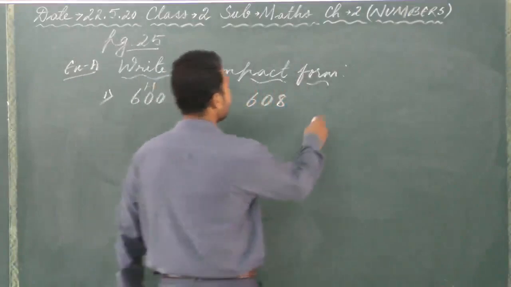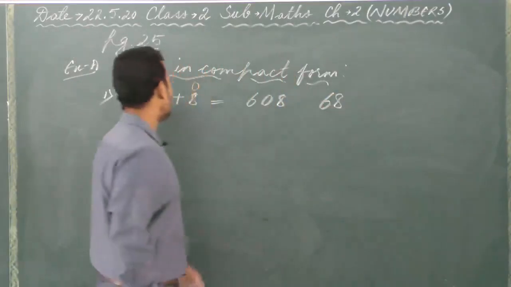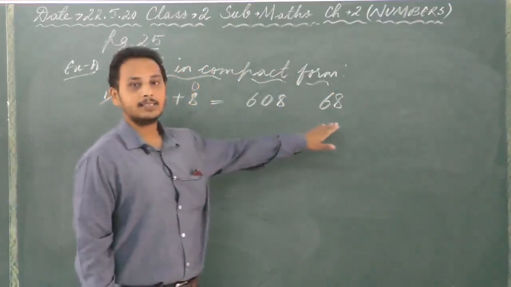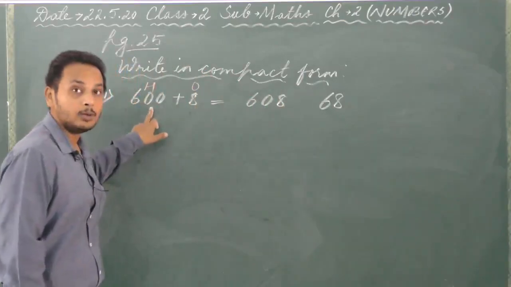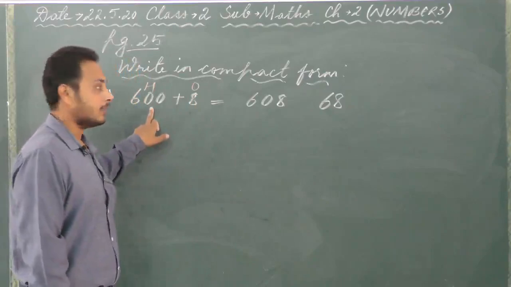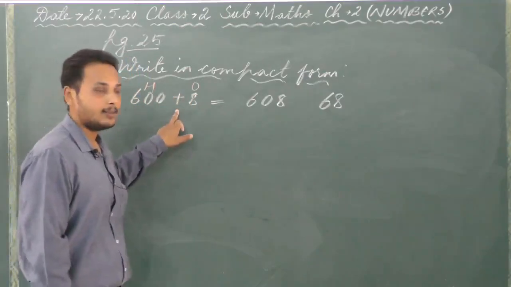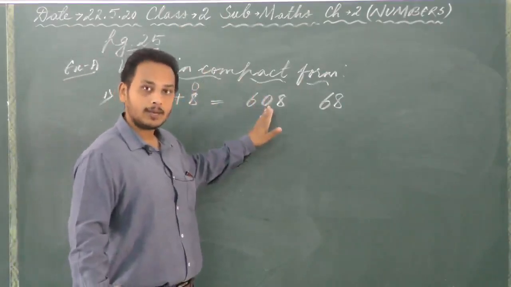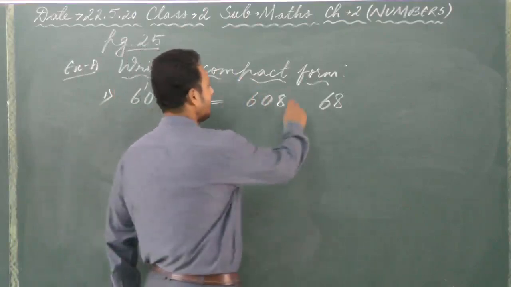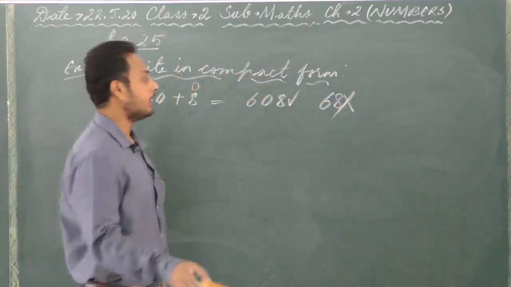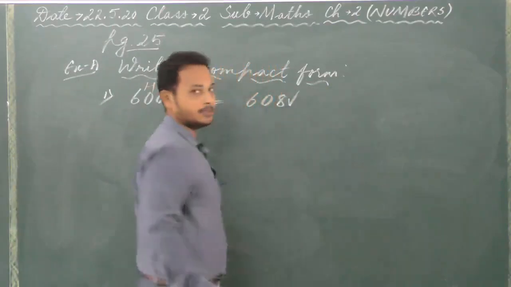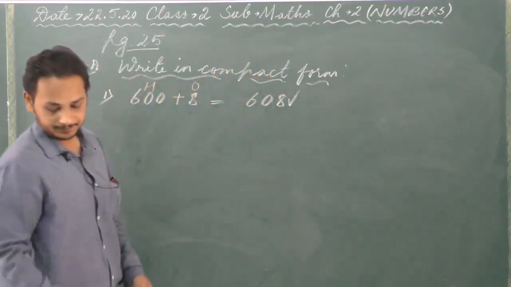Don't write this answer as 68 because you see 6 and 8. No. Remember that it is 600 over here. And in tens place nothing is there. So we add a 0 automatically. So this is the correct answer, not this. So this is an important point to remember. Please pay attention to it.